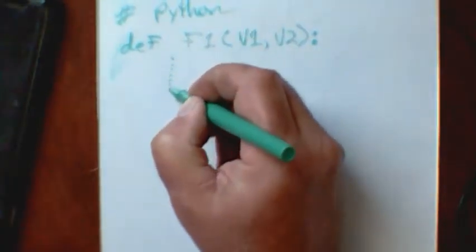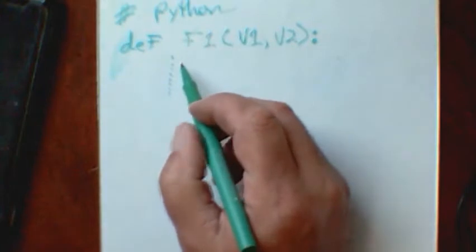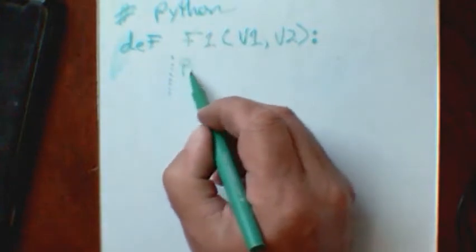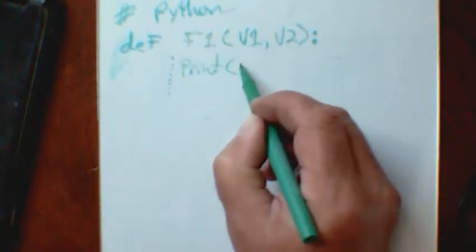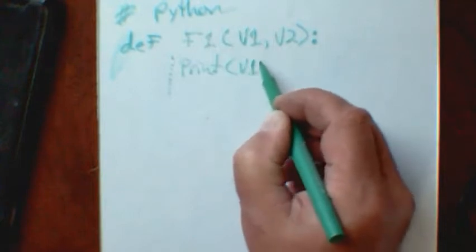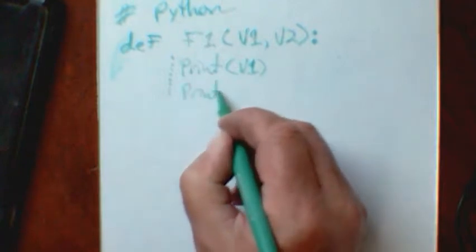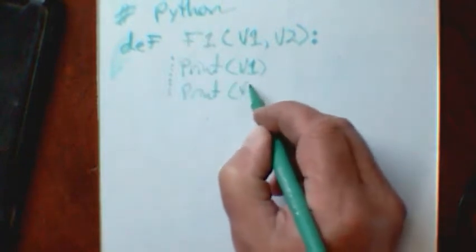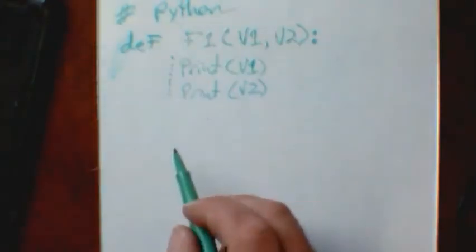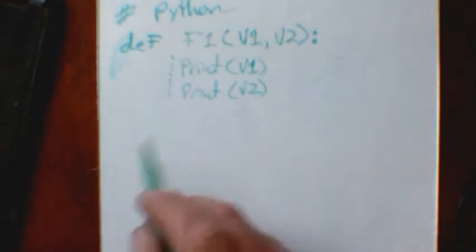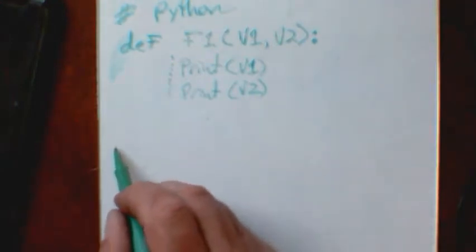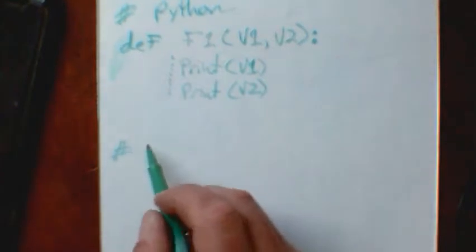Make sure everything that goes with the function is indented. And we're just going to output these values. So we're going to print v1, and then we're going to print v2. And since we're doing the print within the function, we don't need to do a return value, whatever we're doing in the function.